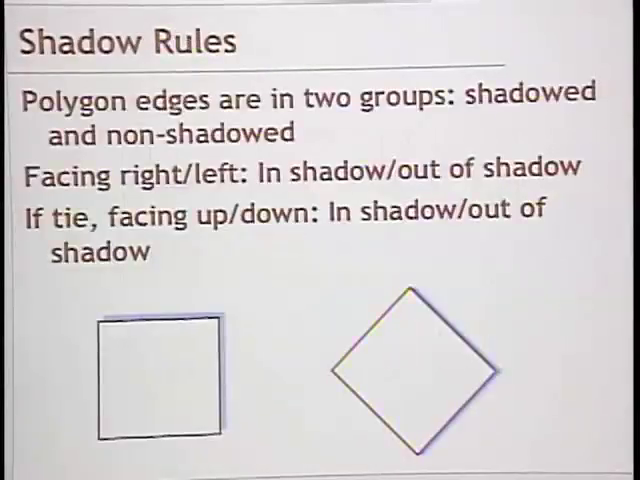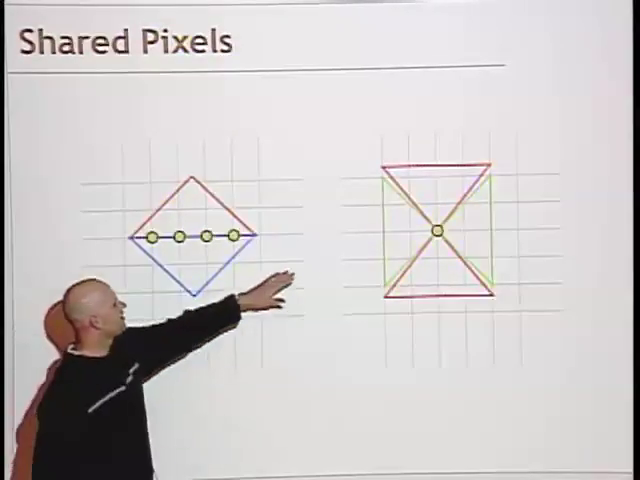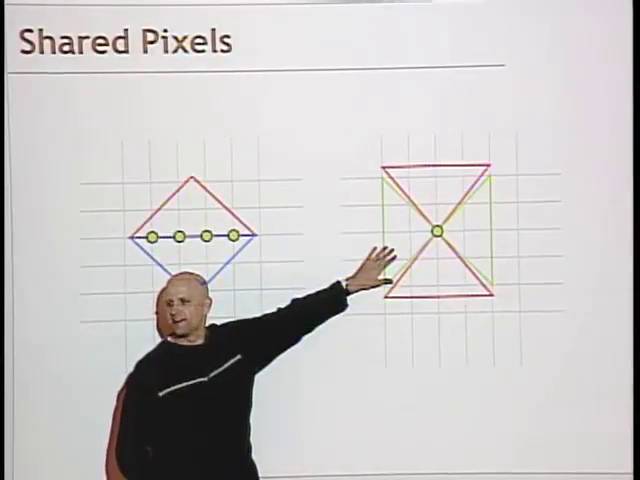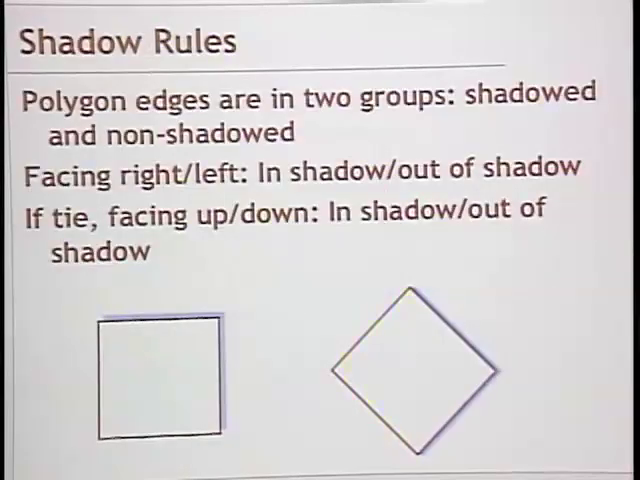So, how do we do the one over there? How do we pick which one to do? Okay, it would be the green triangle on the left. Okay, and why do you say that? Because it was on the right, facing right, it's in shadow. Okay, so you want to draw the ones where it's not in shadow. Oh, okay, then that's fine.